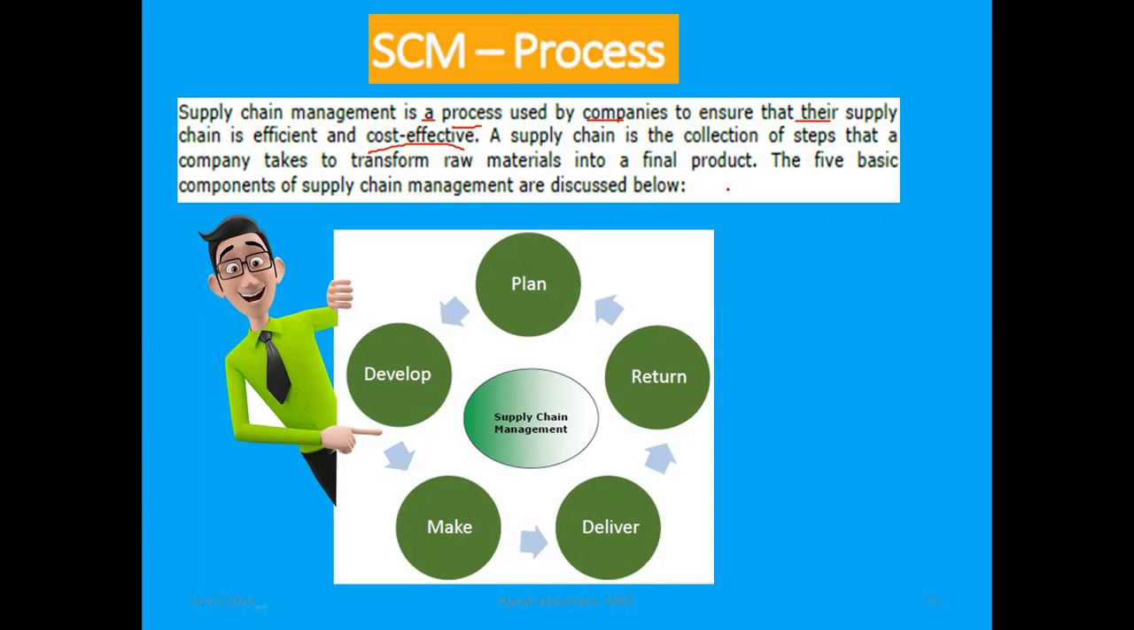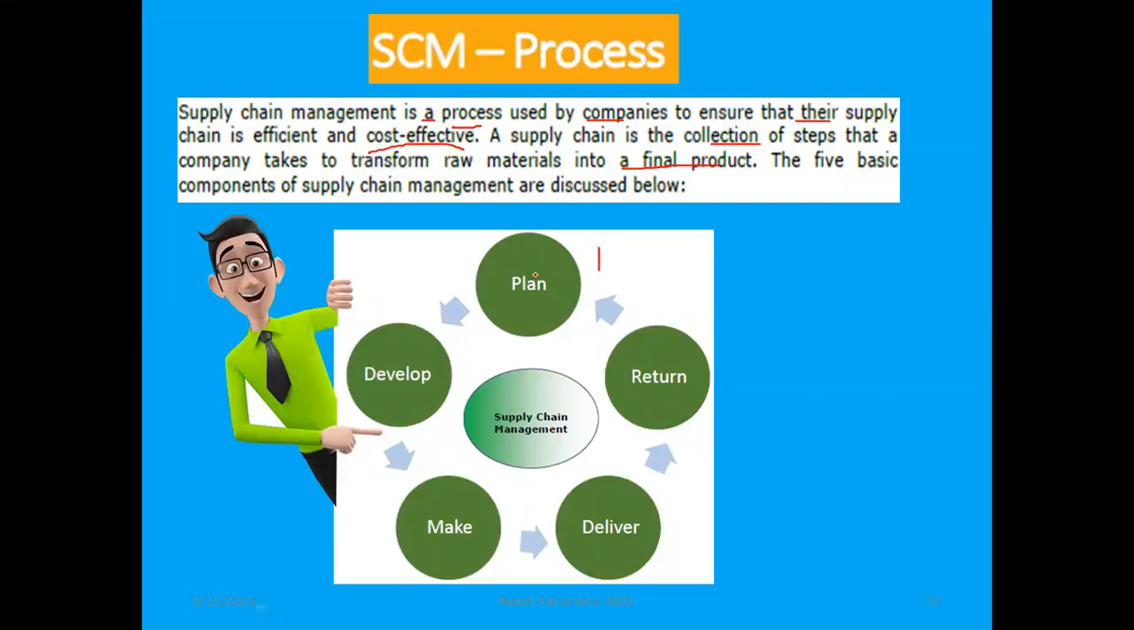Okay. A supply chain is a collection of steps that a company takes to transform the raw materials into finished products. The five basic components of supply chain management are discussed below. What are the five main components?